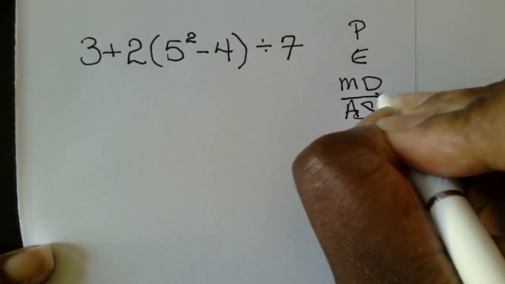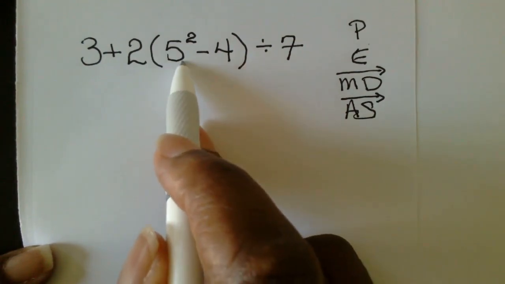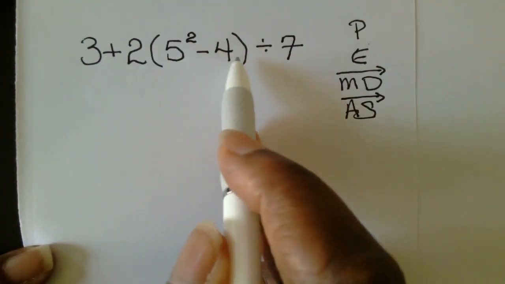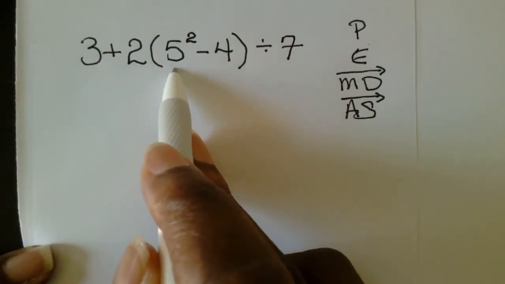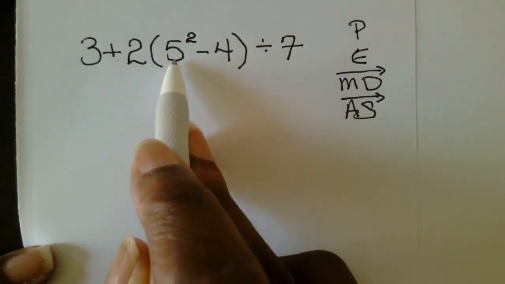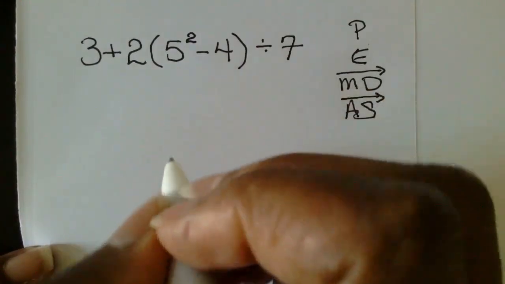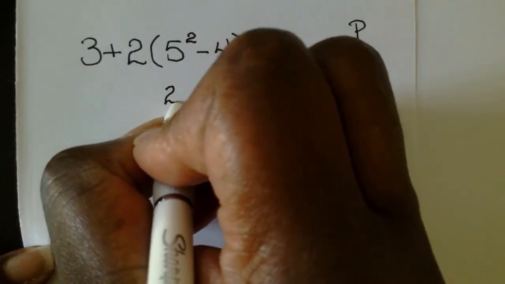from left to right. So first thing that we need to do is inside the parentheses. Inside the parentheses, we have our 5 squared minus 4. Well, first, we're going to have to take care of the exponent before we do our subtraction. So 5 squared, that's the same as saying 5 times 5. Now 5 times 5, that's 25.